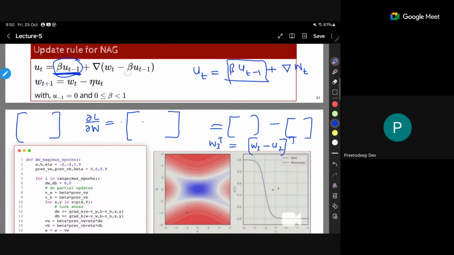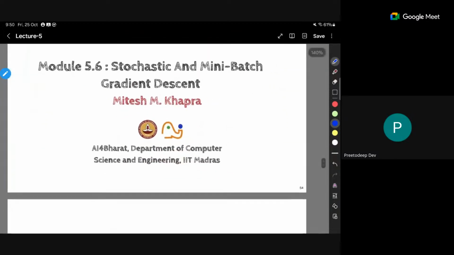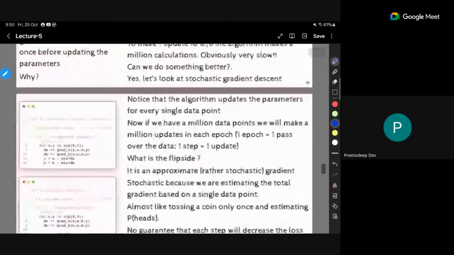So while doing back propagation, using that only I'll find this gradient, right? So there I'll use this transpose instead of this guy, correct? And that's what it changes. Look ahead is that only, and you'll have less oscillation. Fine. So here also again we take beta in 0 to 1. Generally we take it as 0.9. Fine. So stochastic and mini batch, simple.